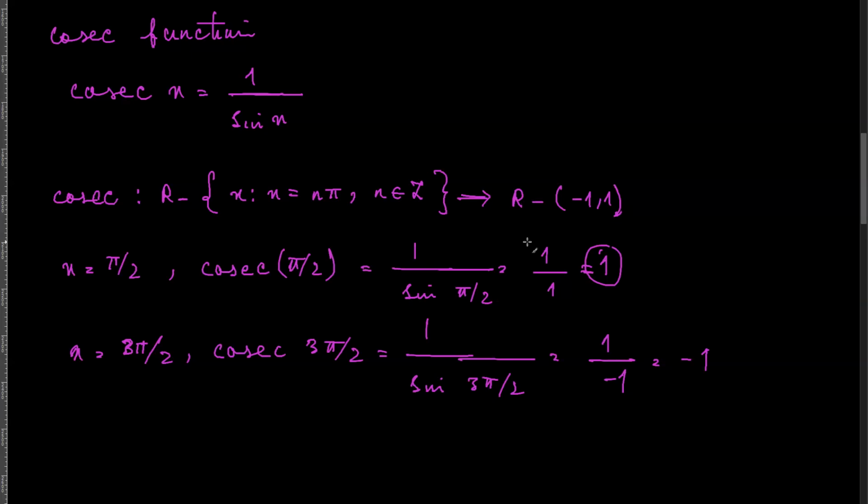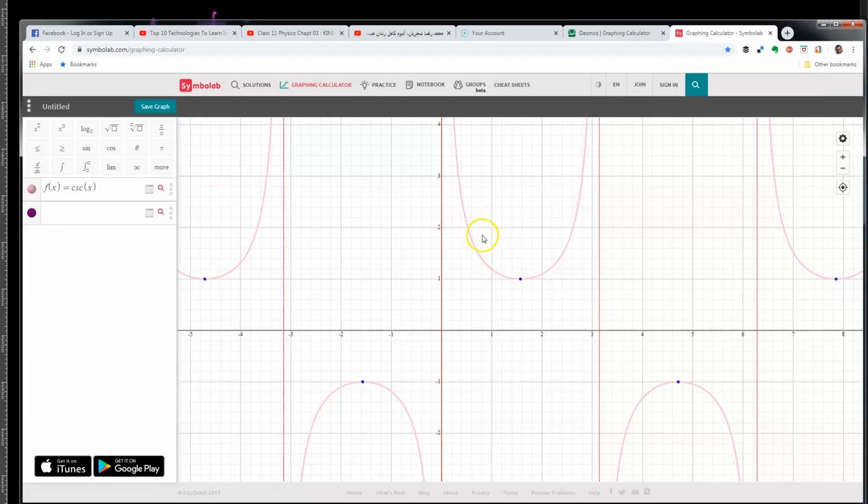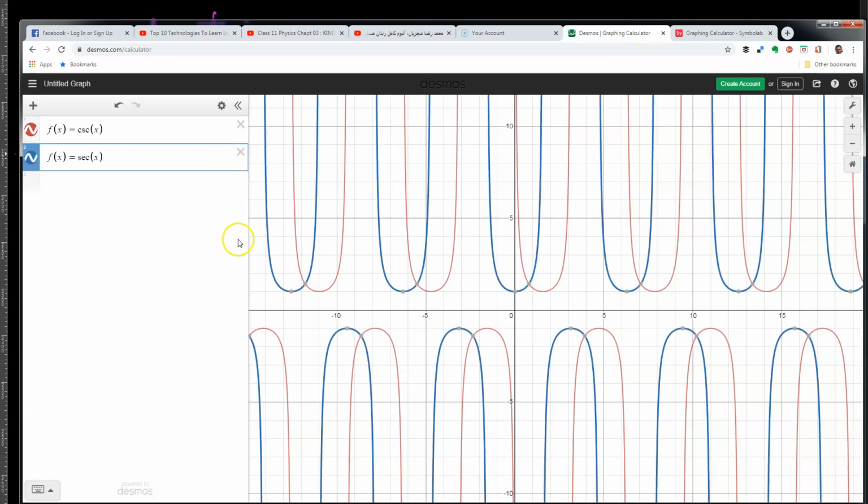Okay, and there is one more thing that I wanted to show you, and that is basically the difference between the cosecant function and the secant function. Okay, so you can see that the cosecant function is this red function over here, right? And the secant function is this blue function over here.